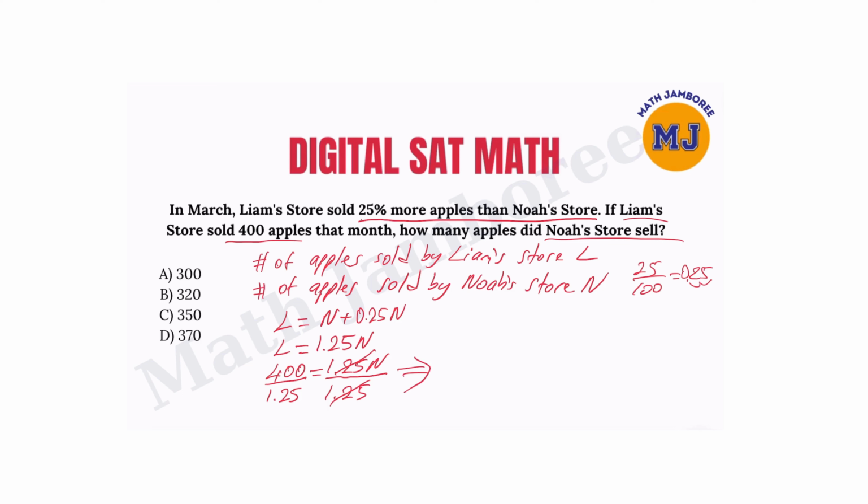During the SAT, you're allowed to use your calculator. If you do this with your calculator, 400 divided by 1.25, you would get 320 apples that is sold by Noah store. So the answer for this question is the choice B. This is how we solve this question.